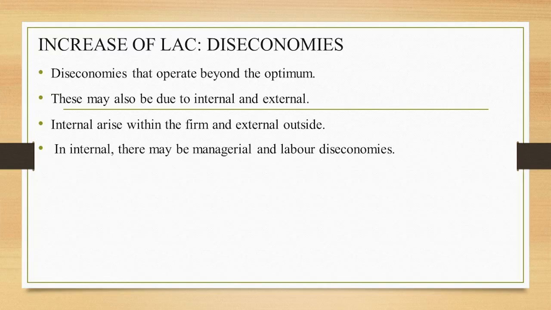And when there are diseconomies, what happens? This long run average cost curve starts rising. So diseconomies operate beyond the optimum; there is a point of optimum. Optimum means the output where you get the maximum economies. And when there are maximum economies, that means cost is lowest, and when cost is lowest, the profit is the highest. But because of business requirements, because of expansion requirements, production is expanded beyond that point also. A firm cannot usually stop here.